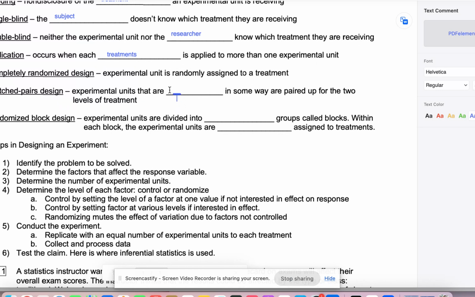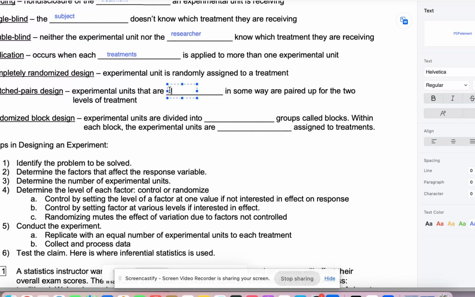And that is when you have experimental units that are related in some way, paired up for 2 levels of treatment. So when we say related, that doesn't necessarily mean that they're family, right? They don't have to be people, but there's something about them that makes them similar. So you might just be pairing people, I've got 2 people that are 47 years old, and one of them goes to one group and another goes to another group.